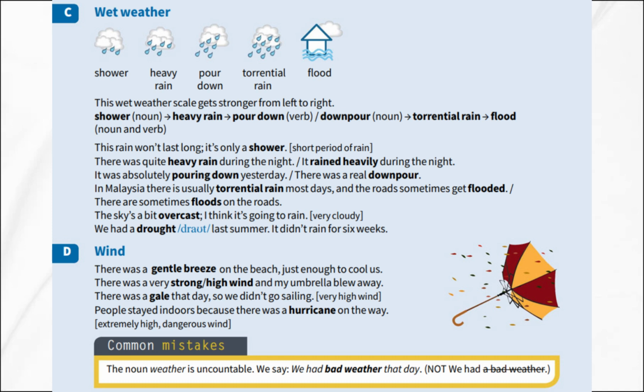If it is even stronger, we call it a gale. On a day with a gale, you probably would not go sailing. And the most extreme wind is a hurricane. It is so dangerous that people stay indoors when one is on the way.